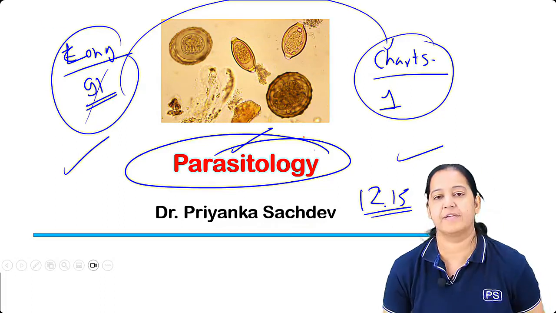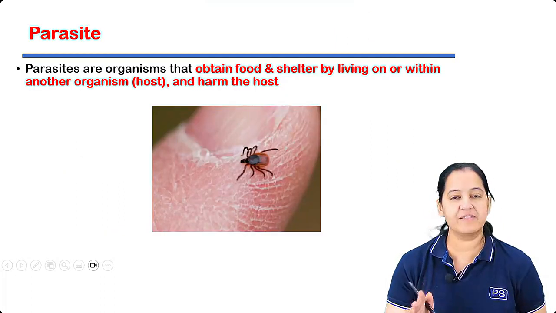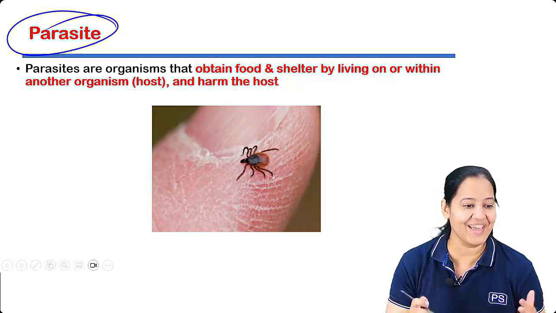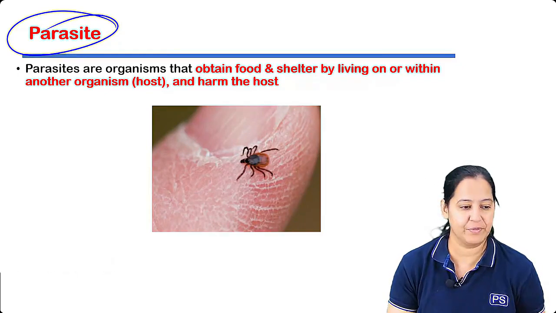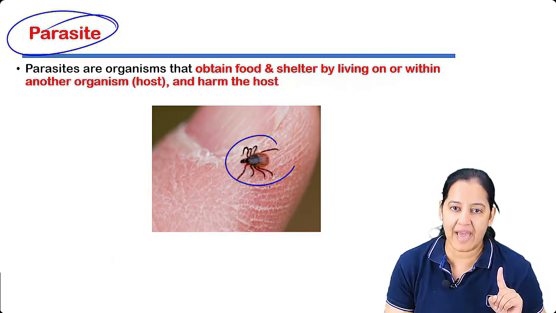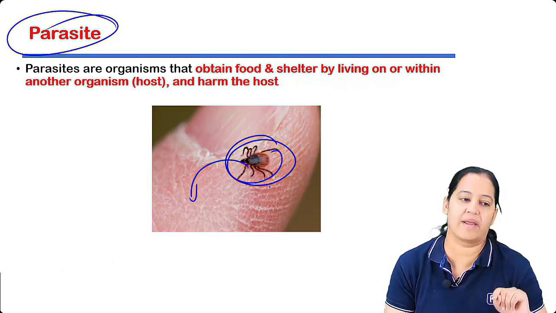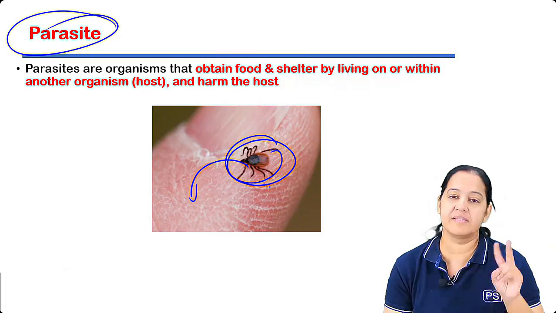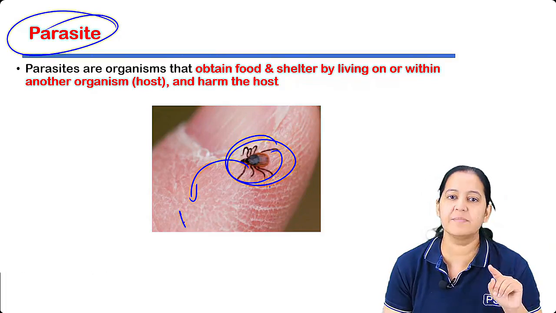Chalo, parasitology. In parasitology, the first thing you must understand is: what is a parasite? You have to understand that. Parasite is the organism which resides on another organism for two things. The other organism is known as the host.